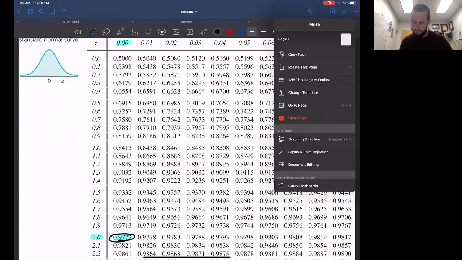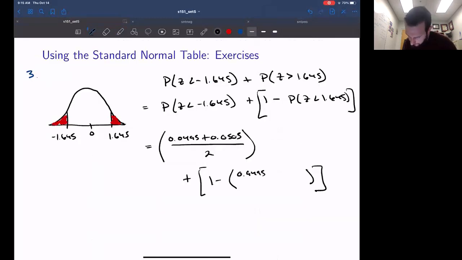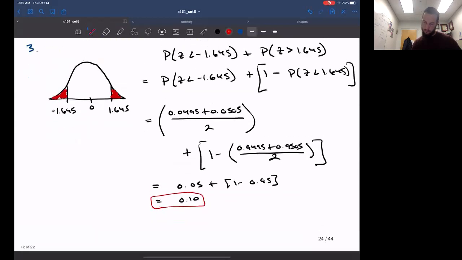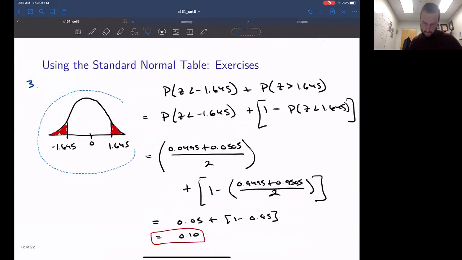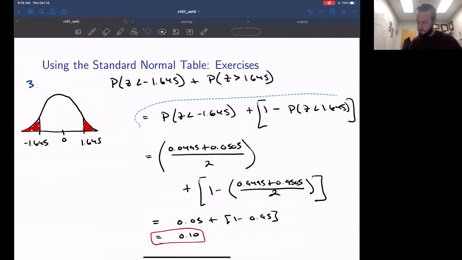So we go to our normal table. Here's 1.64, 0.05. We're going to average again because the 3rd decimal spot is a 5. So we're going to take the average of 0.9495 and 0.9505. Okay, so this is going to give us 0.05 plus 1 minus 0.95, which is equal to 0.1. All right. Okay, any questions?